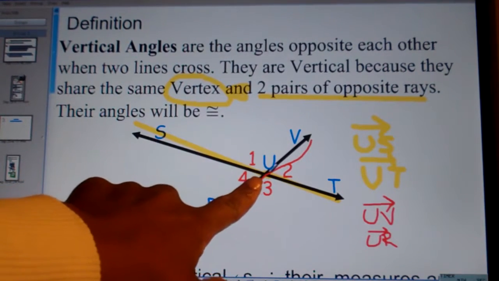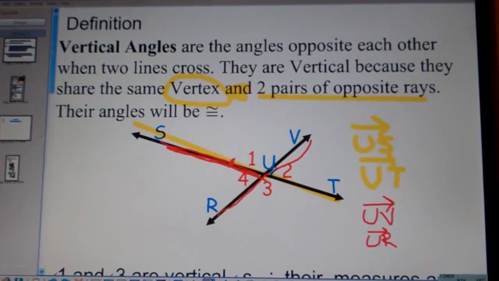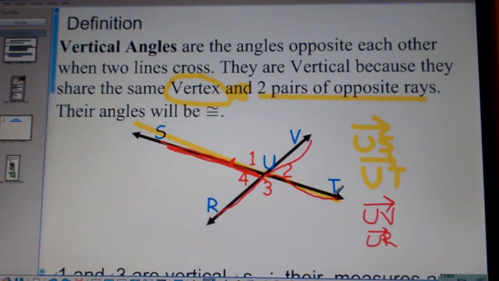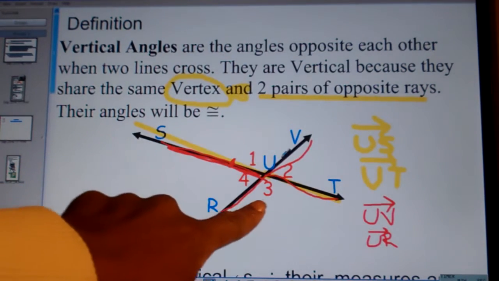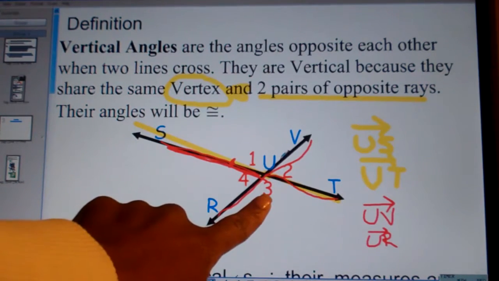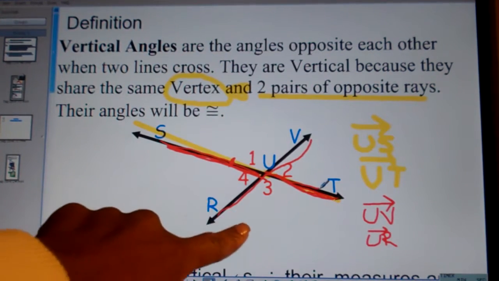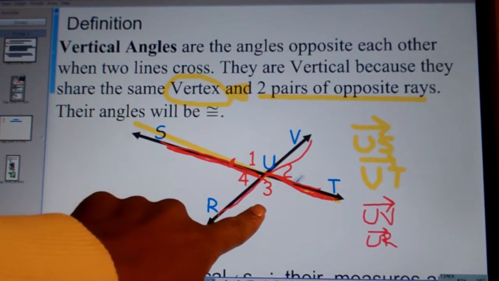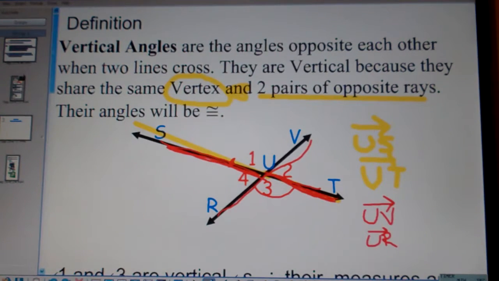So when I say ray US, does it touch angle 1? Yes, it does. It touches right here on this side leg. The opposite ray of US is UT, going downward. If US touches angle 1, and I'm saying that angle 3 is going to be vertical, that means the opposite ray UT had better touch angle 3. UT does touch angle 3, therefore making that the first pair of opposite rays.